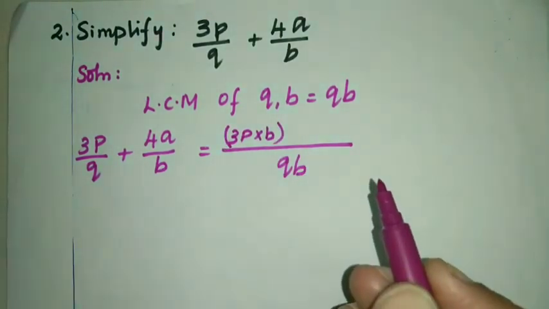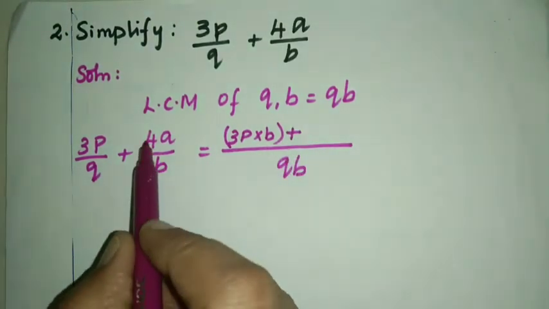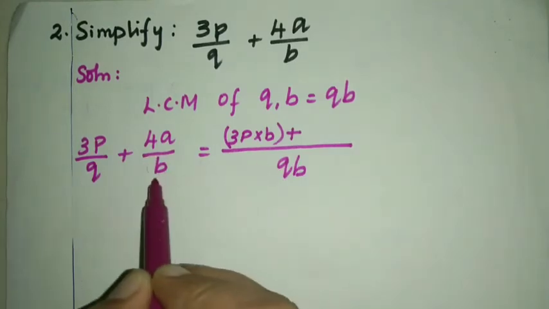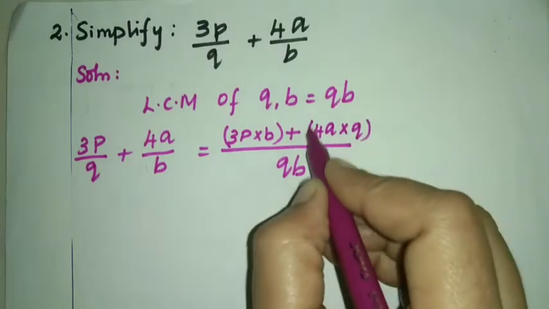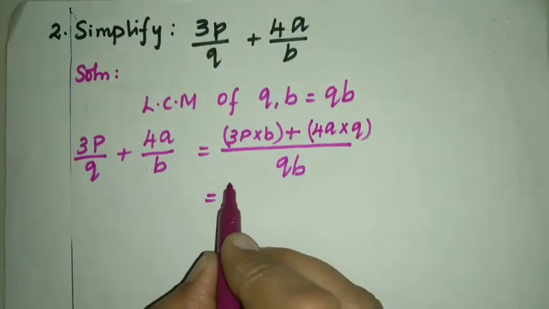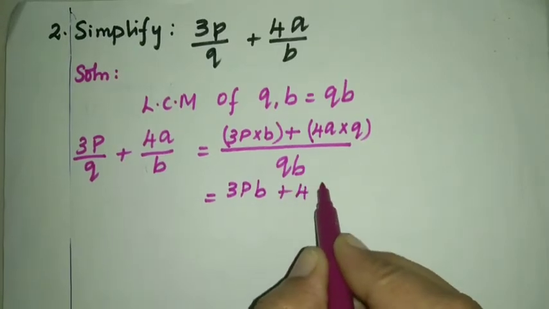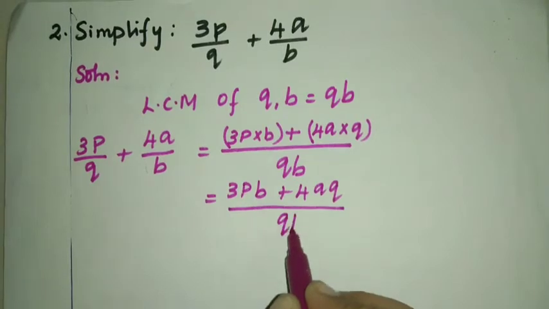Close the bracket. Next, the plus sign, so put plus. Then the second fraction is 4a by b. Here the denominator b must be multiplied with q, and we get the denominator qb. Which is equal to 3pb plus 4aq by qb.